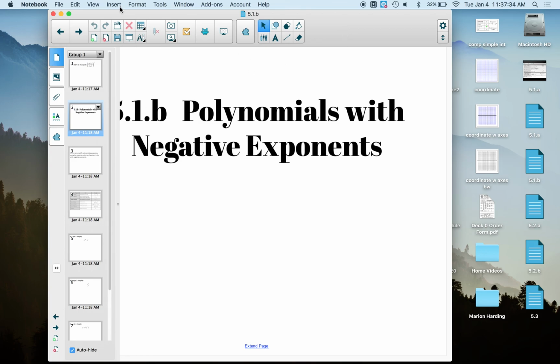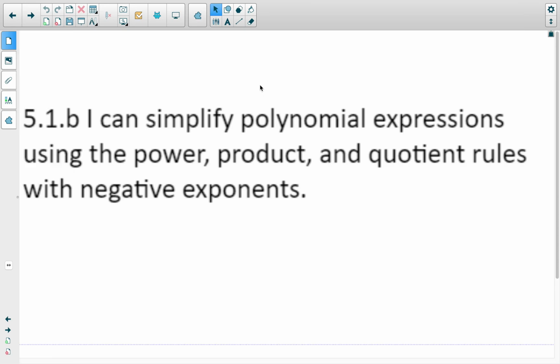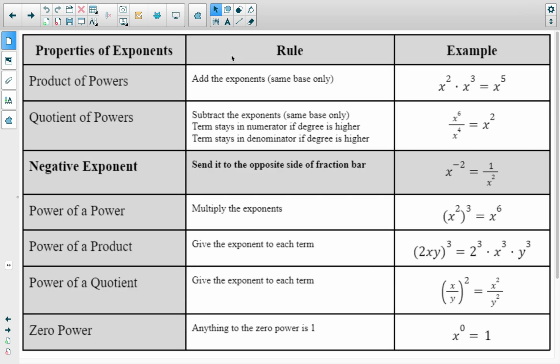This is 5.1b, polynomials with negative exponents. Very similar to the last section. We just have some negative exponents involved. Okay, so we want to simplify polynomials using the power, product, and quotient rules with negative exponents.